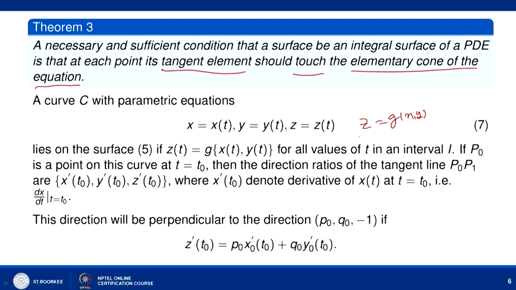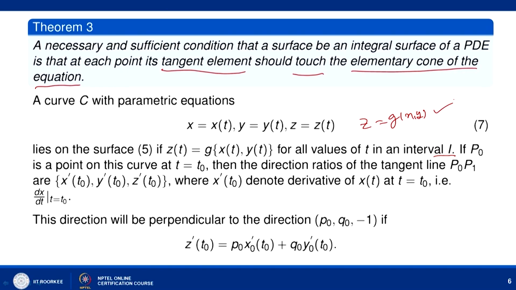Now, it will lie on the surface if it satisfies this equation for all t. So, it means that z(t) equals g of x(t) comma y(t) for all values of t in some interval, let us say this is I. So, for all t in this interval I, your x(t), y(t), z(t) satisfy this relation.